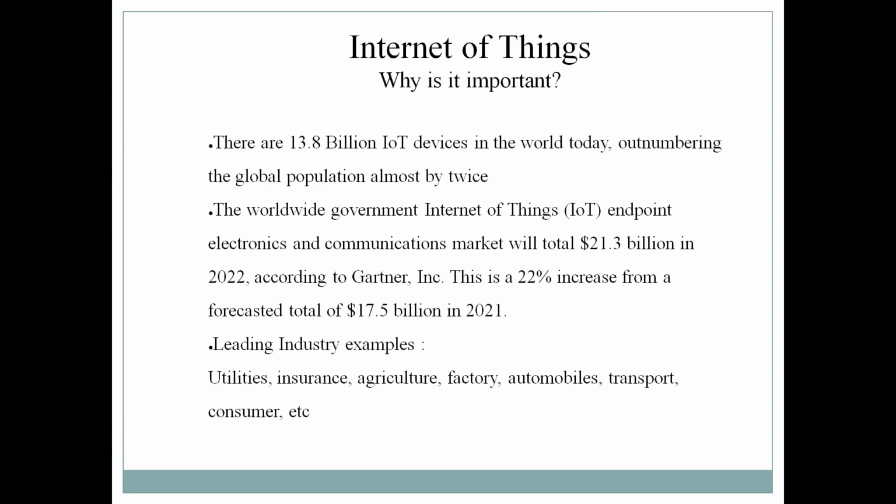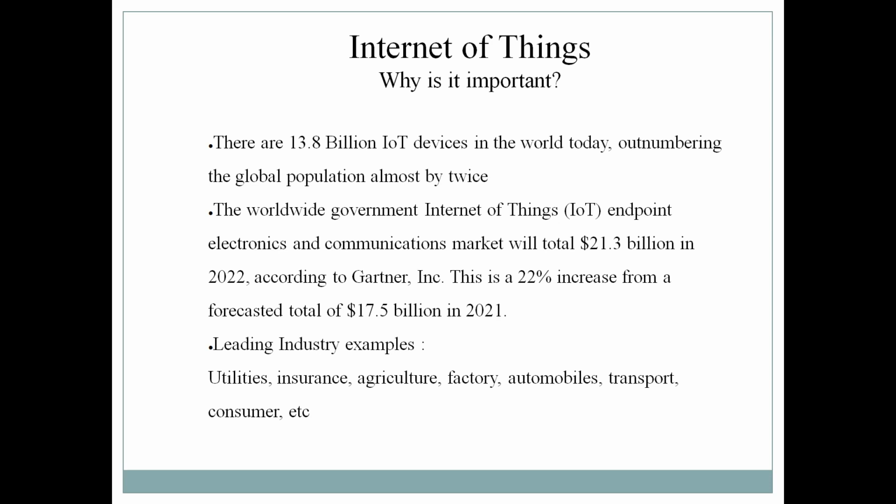So why is it important? There are 13.8 billion IoT devices in the world today, outnumbering the global population almost by twice. The worldwide Internet of Things endpoint electronics and communication market is predicted to total 21.3 billion in 2022, but according to Gartner, this is a 22% increase from a forecast total of 17.5 billion in 2021. So it is more than 5 billion increase in the market of Internet of Things.